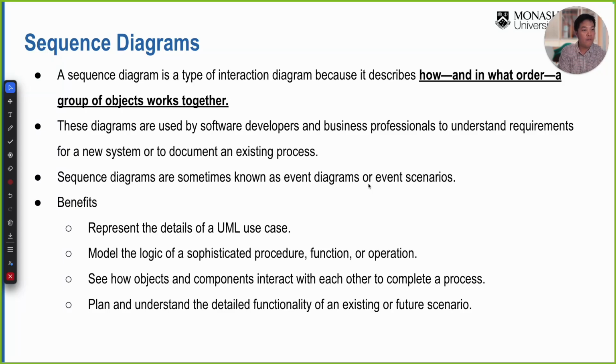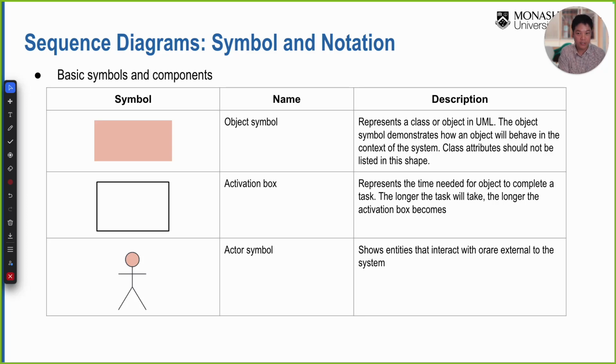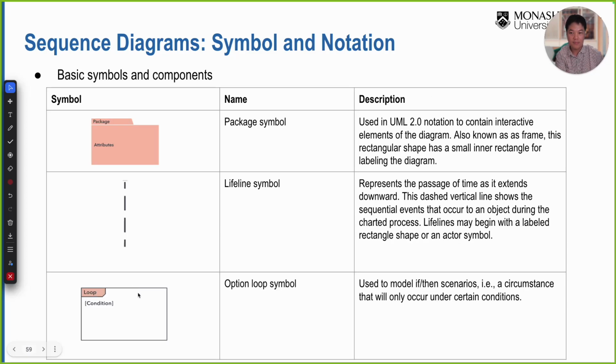Before we move on to the diagrams, we need to understand the symbols and the notation, which is very important. Okay. First, the square here is the object symbol. You have the activation box. You have the actor. We use a human figure like this to demonstrate the actor symbol. Package, the lifeline, the option loop symbol.